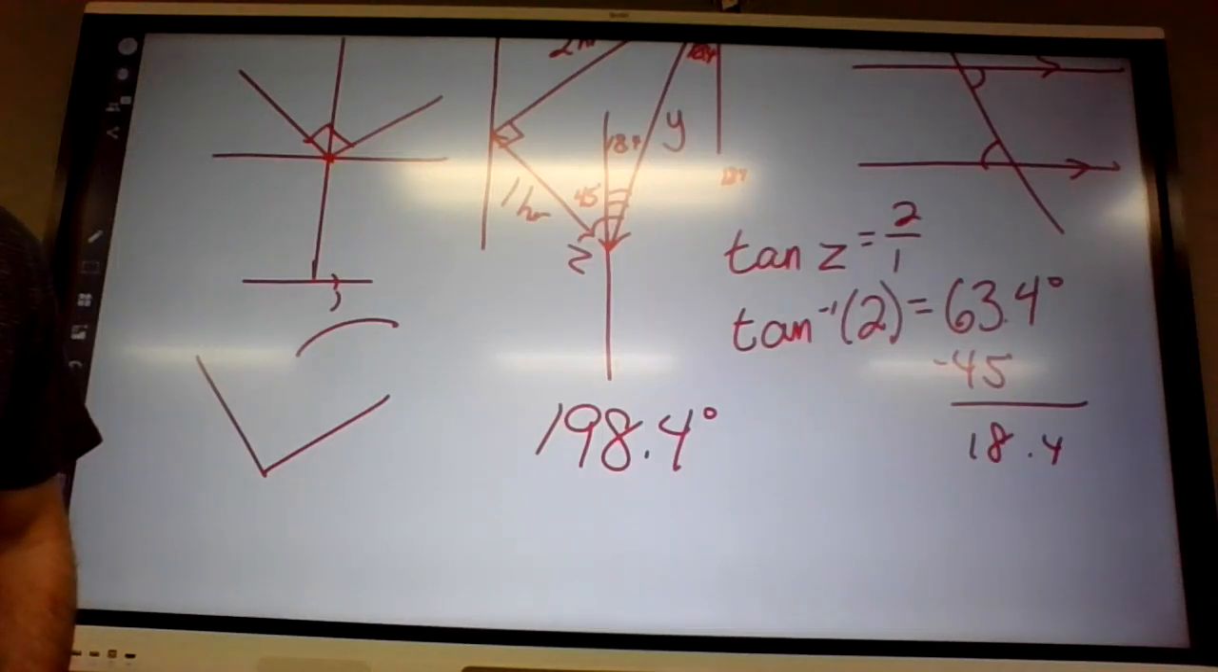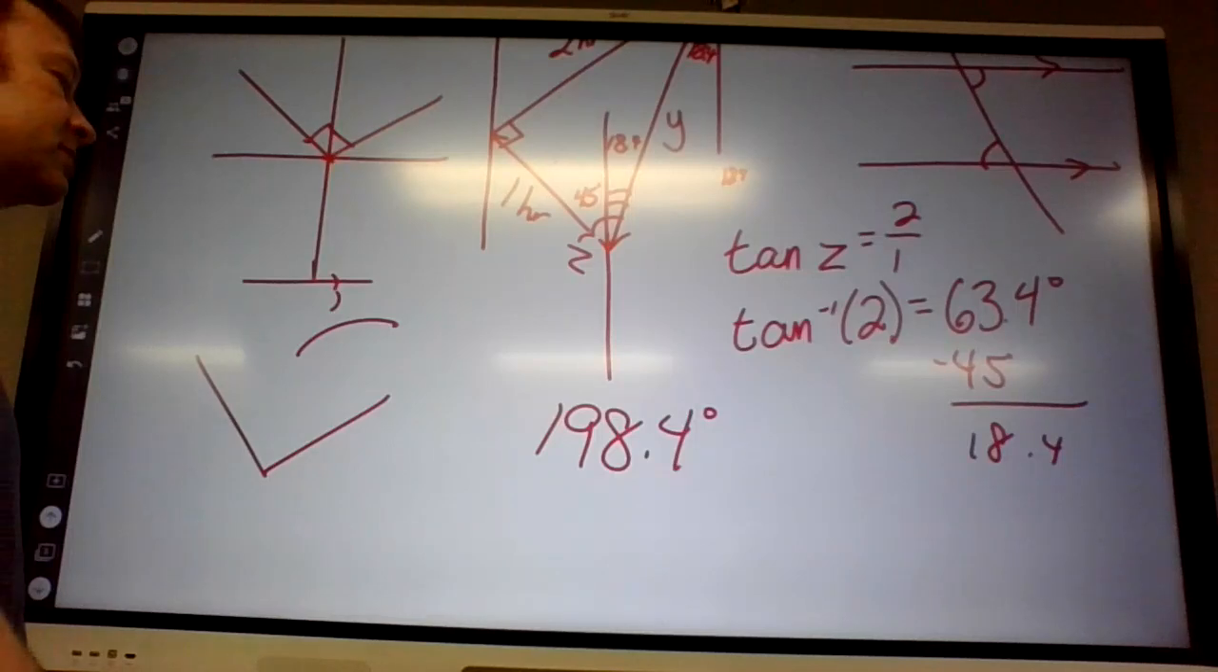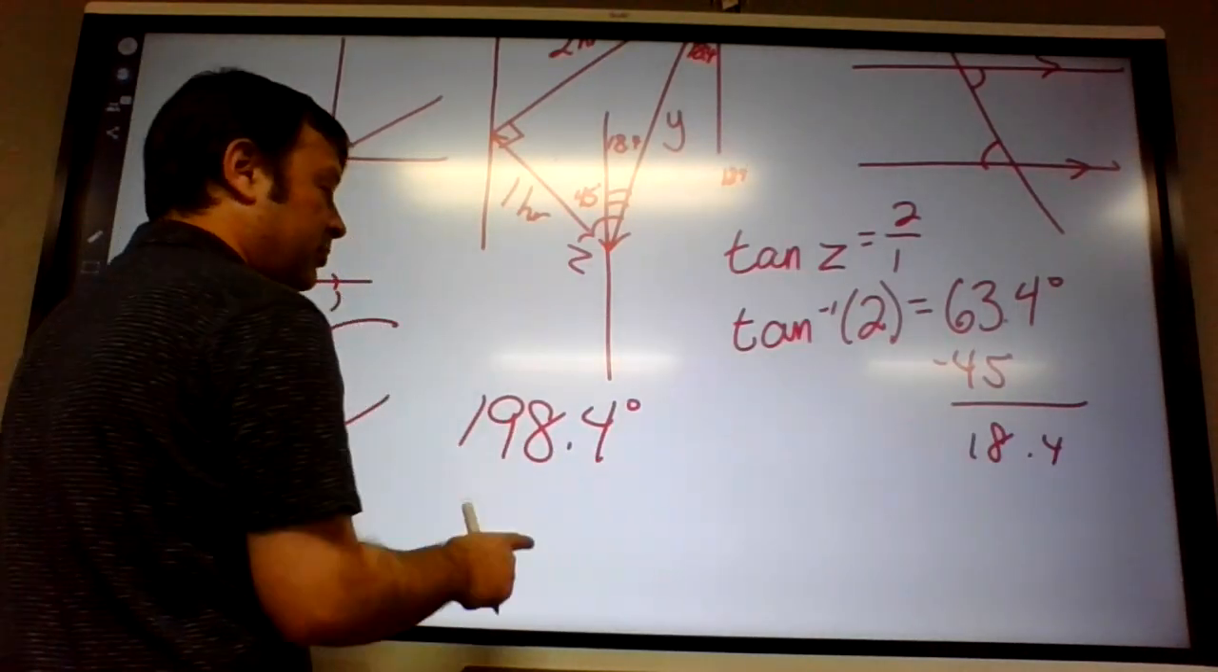It just says what direction, what course. They use the word course. What course should they take? 198.4 degree course.